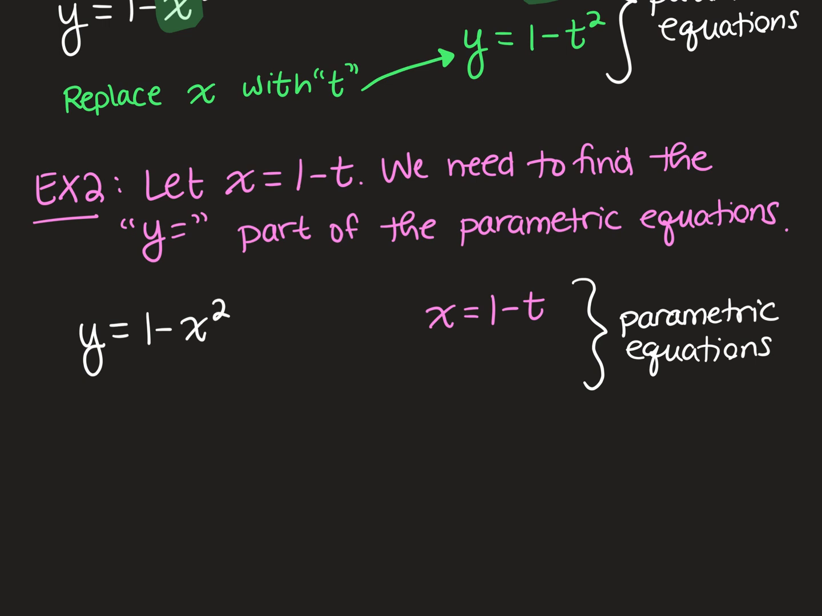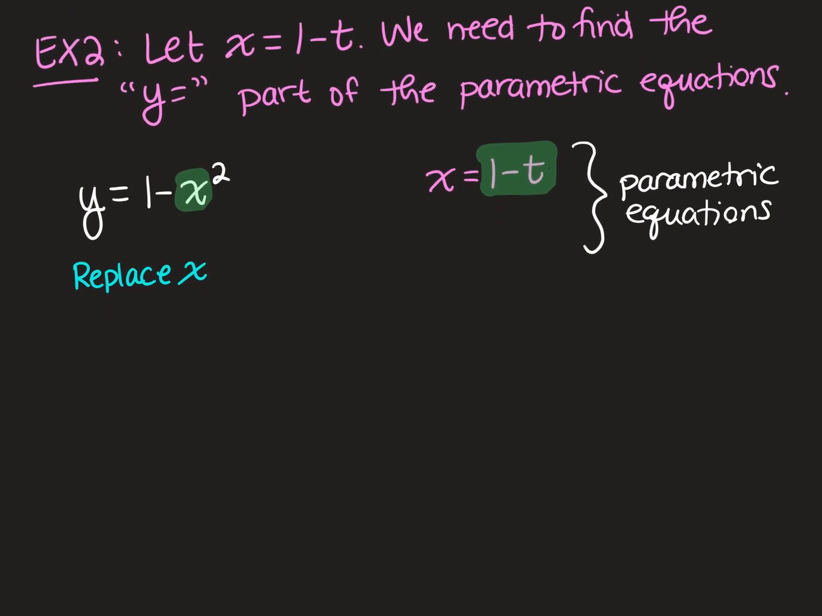So just like the last time, I look at what I'm given and I do a substitution. So I know what x is, right? x is 1 minus t. I'm going to just replace x with 1 minus t in my rectangular equation. So just like we did in the previous example, we're going to replace x with 1 minus t. And that's going to give us the other piece of the parametric equation. So we'll have y equals, actually, let me write that here first. y equals 1 minus, and then 1 minus t squared.